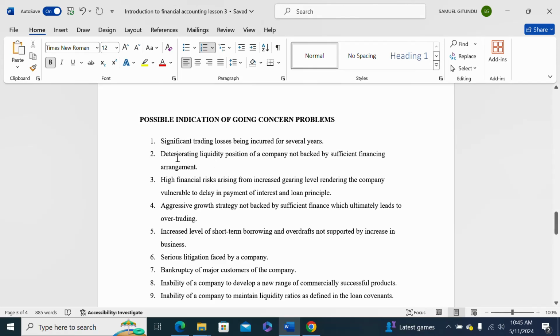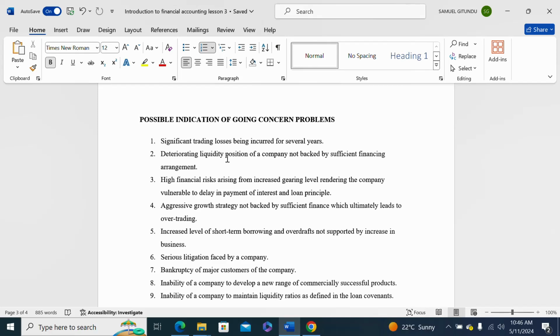The next indication is deteriorating liquidity position of a company not backed by sufficient financial arrangement. Liquidity position simply means that the company is not able to settle its current debt or its current liabilities. If the company has more current liabilities than current assets, and those liabilities are not backed by sufficient financing, then it means that your business is going to fail. Your business might fail at any time, and that is another indication of going concern problem.